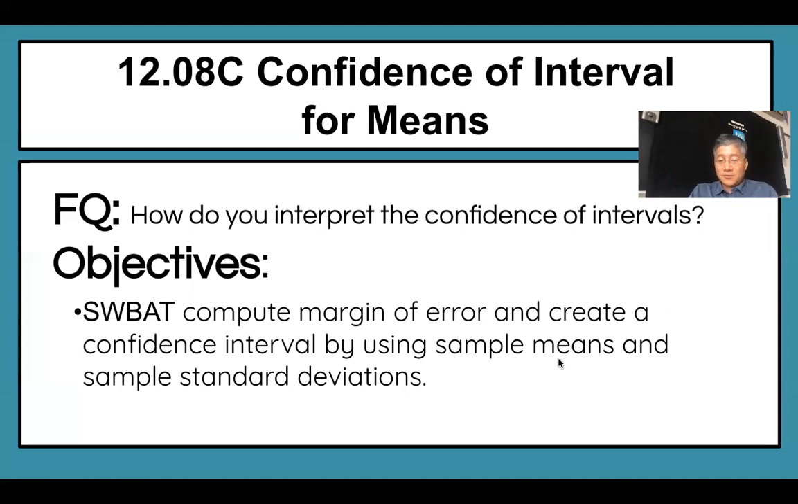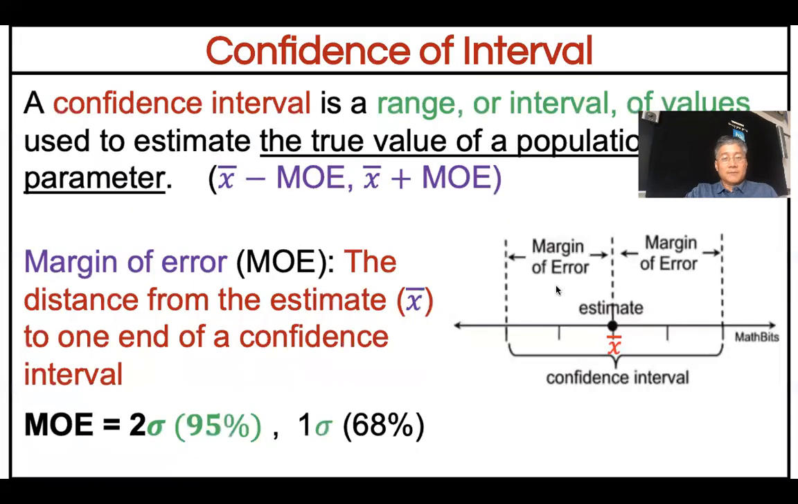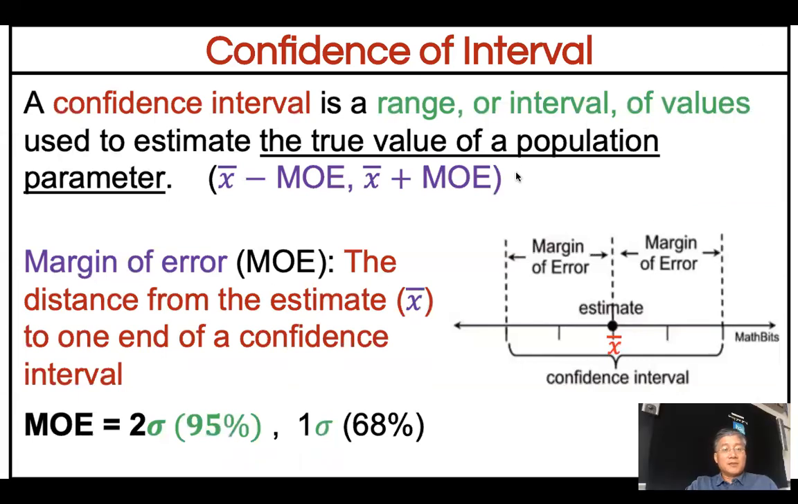So today, when you know the sample mean and, instead of the population standard deviation, you are now using the sample standard deviation. That's the difference. Only in this case, the formula for the margin of error will be slightly different. That's it. All right. So let's review what we did last time a little. The confidence interval will be the sample mean minus the margin of error, to the sample mean plus the margin of error.